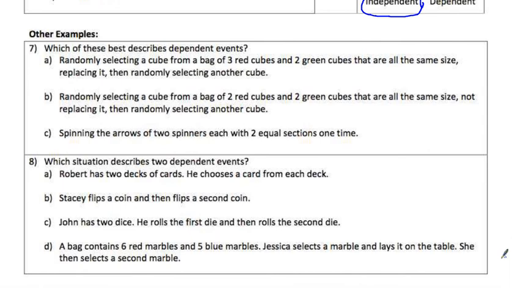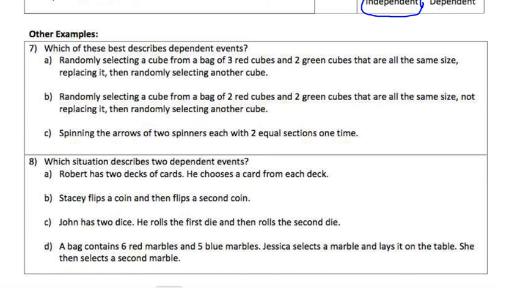All right, so let's look at these two examples. They're very wordy, so you need to make sure that you read them. Number 7 says, which of these best describes dependent events? Remember that dependent events rely on each other, and it's either not replaced, or it's eaten, or it's put on, or it's removed from what's going on. So let's look at the choices.